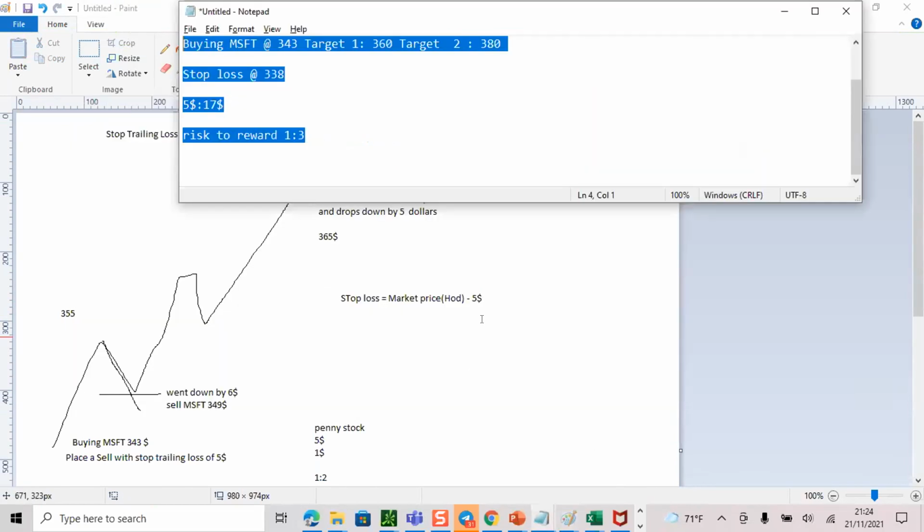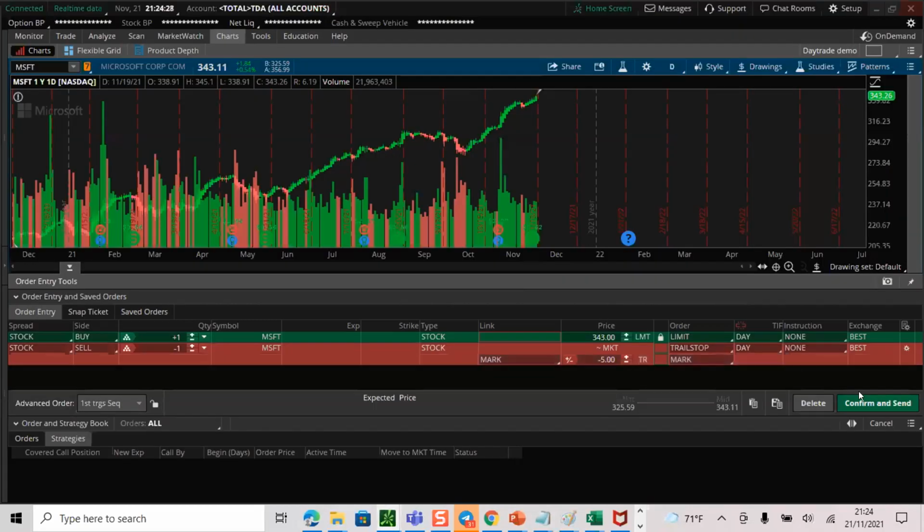The moment the stock keeps going up, it will just keep pushing your profit taking, whatever stop losses here, right? In that way, you'll be safe. Your loss is taken care of, and at the same time, you are maximizing the profit, which is also taken care of.